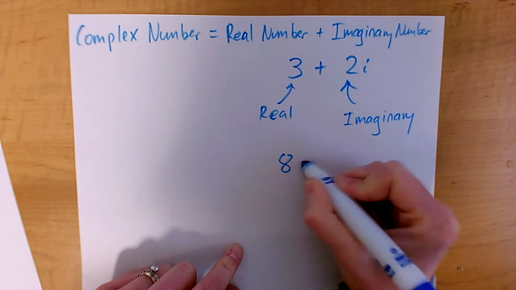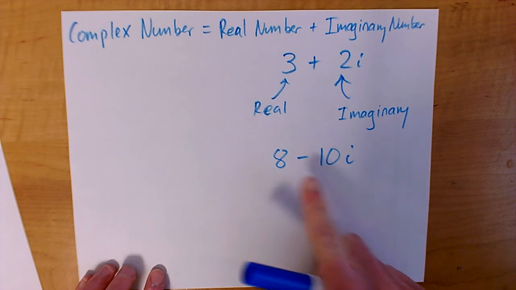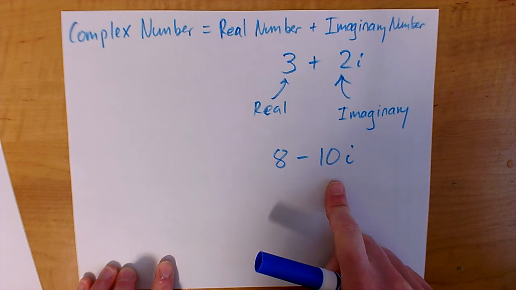And we could do another example. We could have subtraction in there. We could have 8 minus 10i. So you can have subtraction. So your real part is 8 and your imaginary part is 10i.